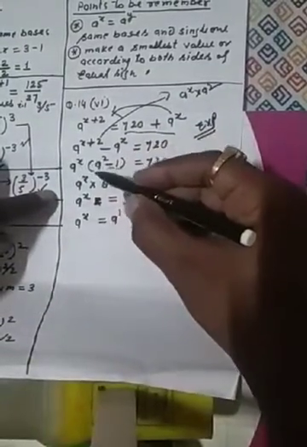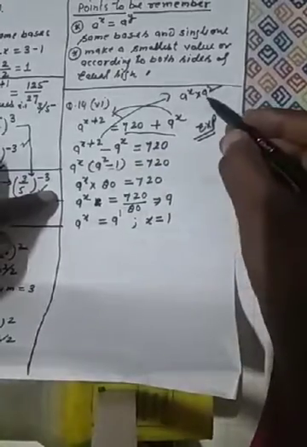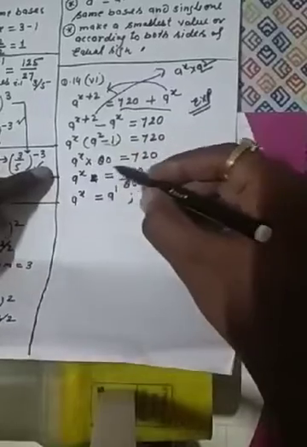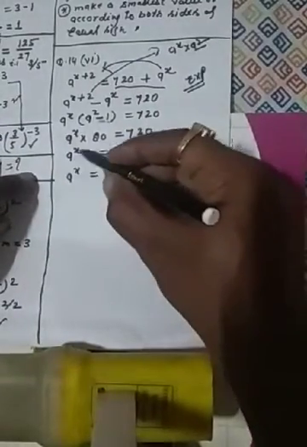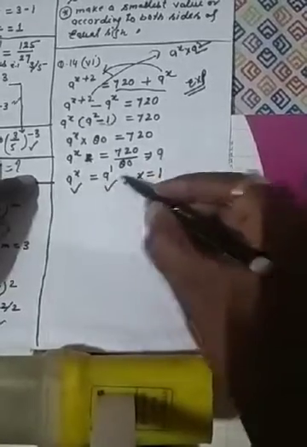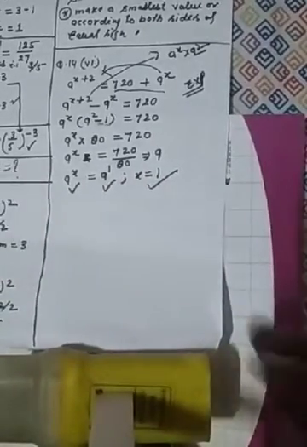9 to the power x will be taken as common, so it will be 9 square here and it is minus 1. 720, 9 to the power x into 80 is equal to 720. 9 to the power x is equal to 720 upon 80. Now see, bases are same, then the powers will be equal. So in such a way you can do the questions.